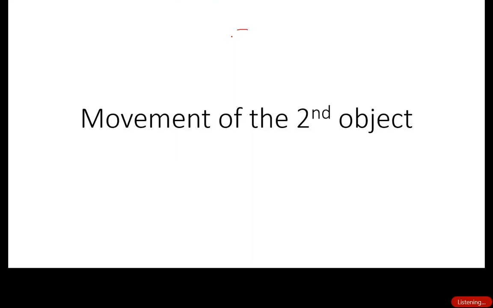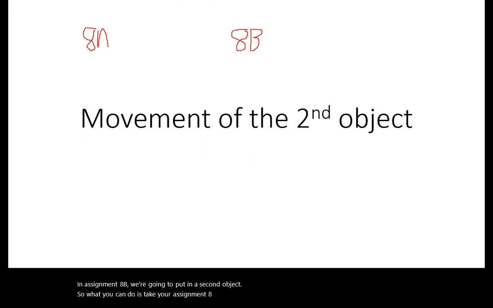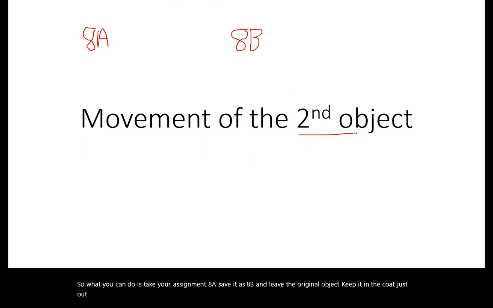In assignment 8B, we're going to put in a second object. So what you can do is take your assignment 8A, save it as 8B, and leave the original object. Keep it in the code. Just add a second one.